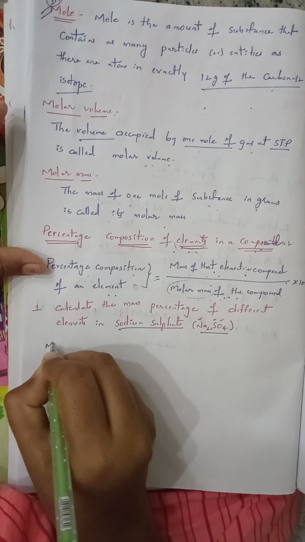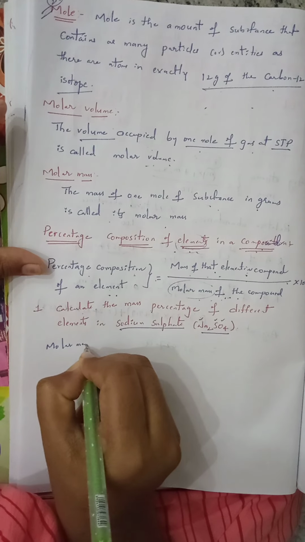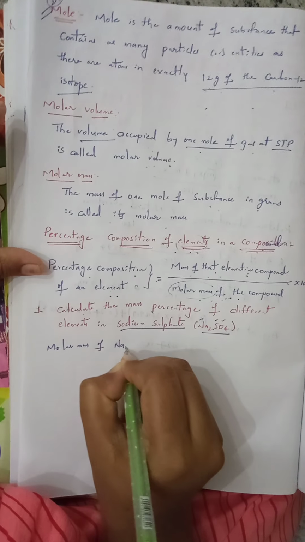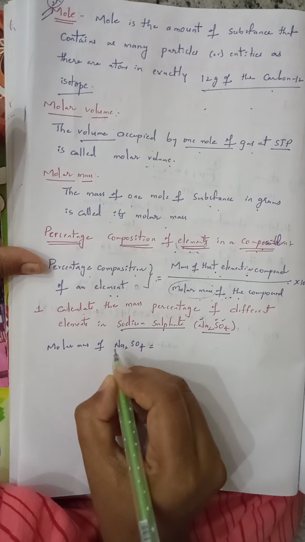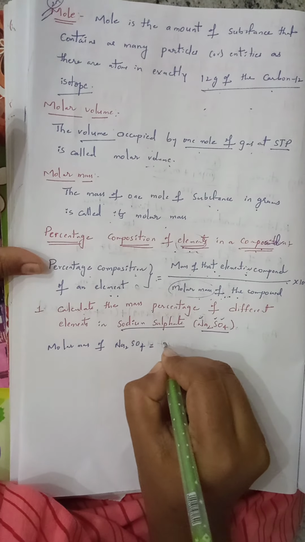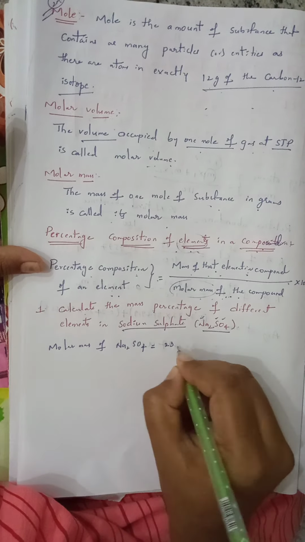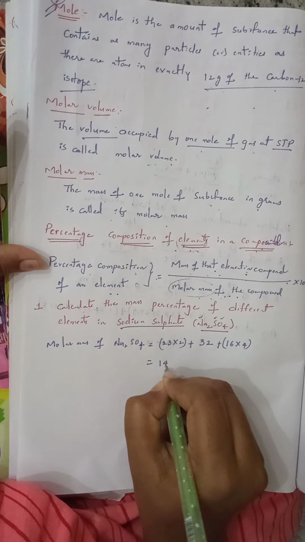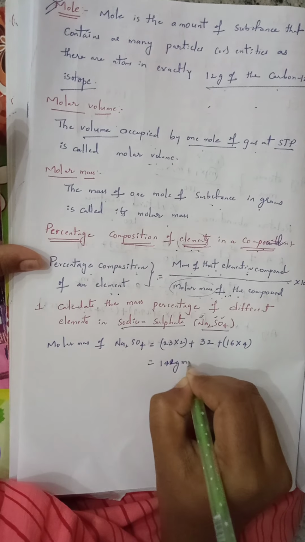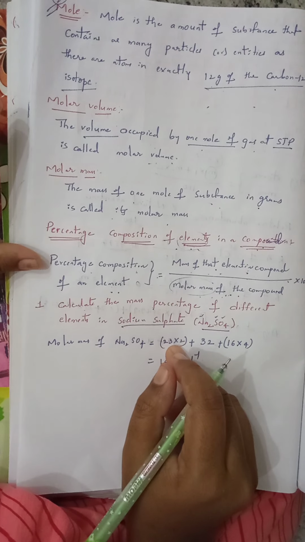So first, the molar mass of Na2SO4 is equal to, what is Na? Sodium atomic mass is 23. How many sodiums are there? 2. So 23 into 2, plus sulfur atomic mass, which is 32. Only one is there, need not multiply. Plus oxygen atomic mass is 16 into how many oxygens? 4. By calculating all this you will get 142 gram per mole. So this is the molar mass of Na2SO4.